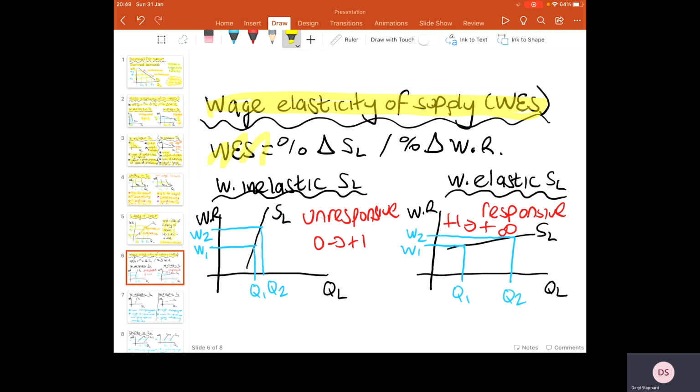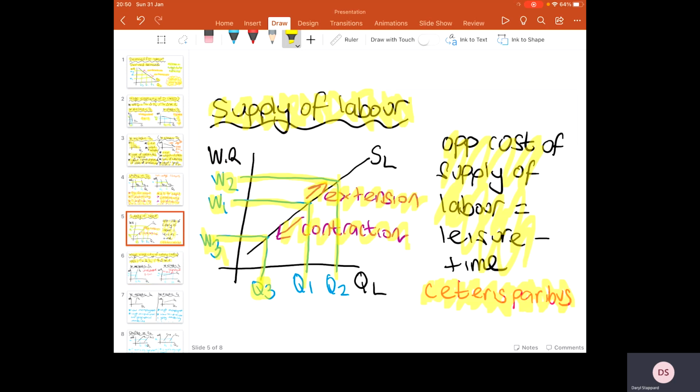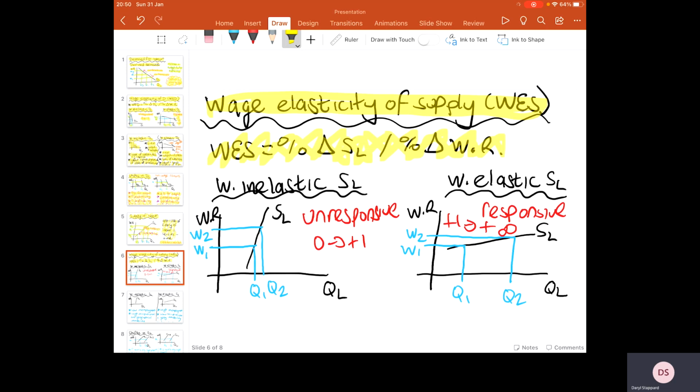So we've got this formula to help us out: the percentage change in the supply of labour divided by the percentage change in wage rates. Of course, we can have unitary supply of labour curves, which is a bit like the diagram that I drew earlier on, but we're going to focus here on wage inelastic and wage elastic supply of labour curves. Now, let's think first of all about wage inelastic supply of labour.